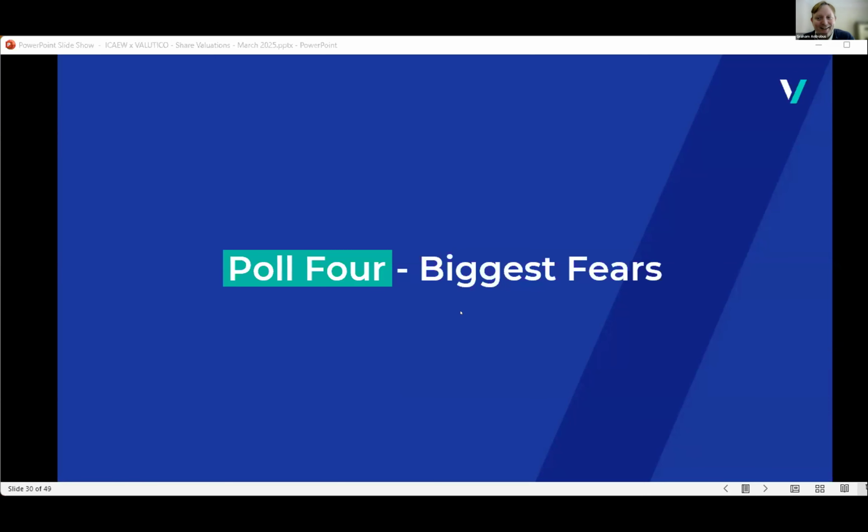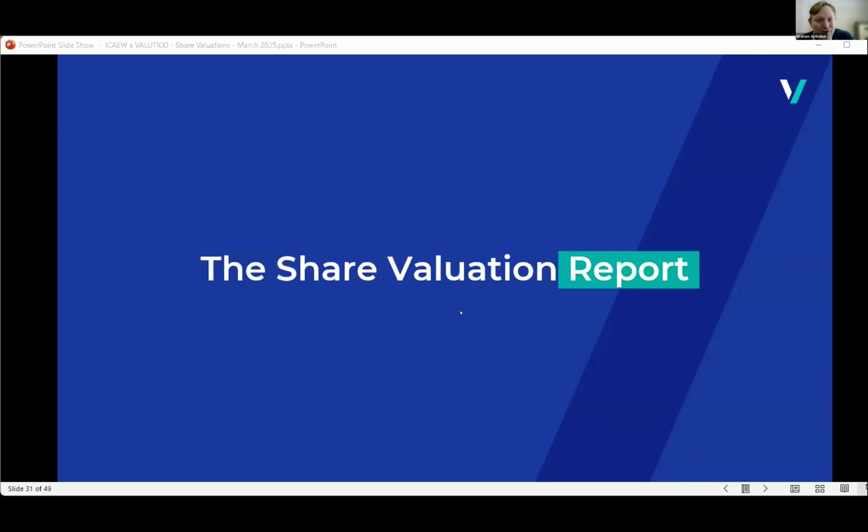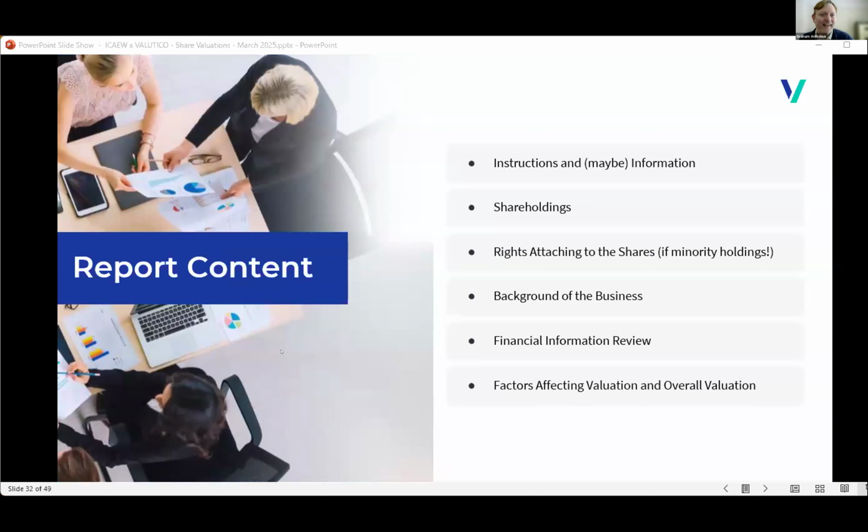So with that then, let's just move on to talk about the share valuation report proper. And what we can say is this: a well-structured valuation report provides transparency and credibility and ensures that the client and any third parties can understand how the valuation was determined. Valuation reports are typically broken down into the following subheadings, which you can see on this slide, but we'll go into each one of these and talk in a bit more detail about them.